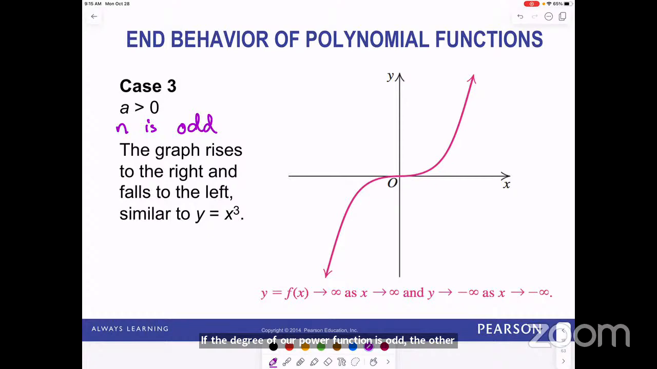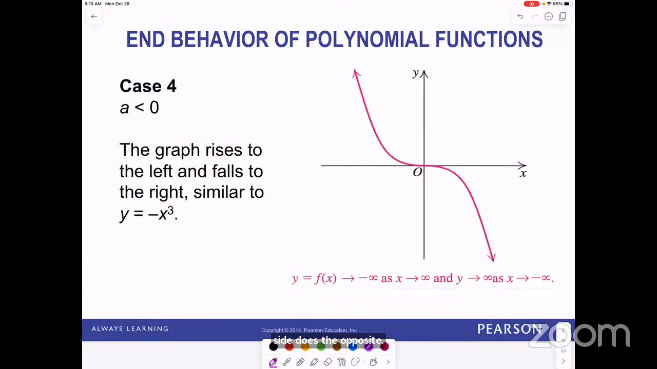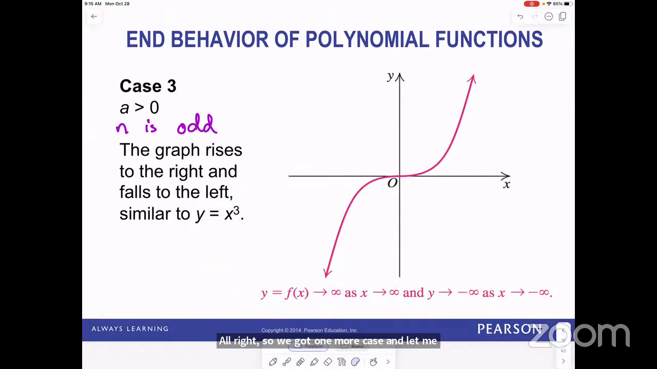All right, so we got one more case, and let me duplicate or copy and paste.